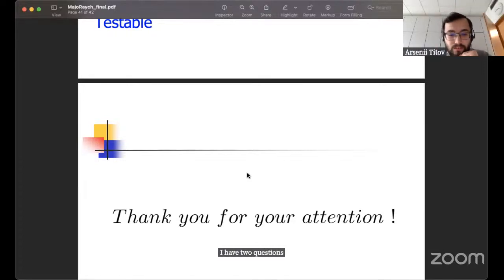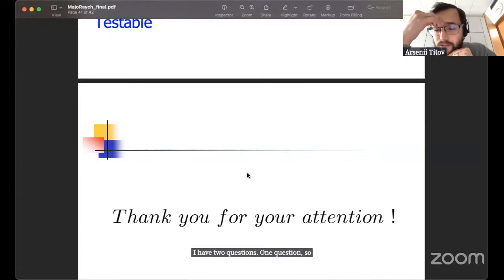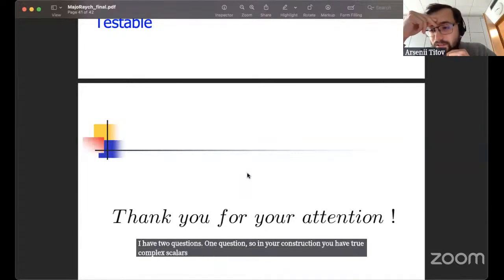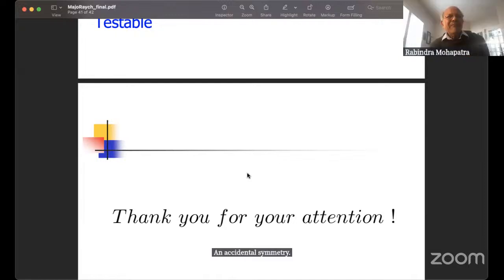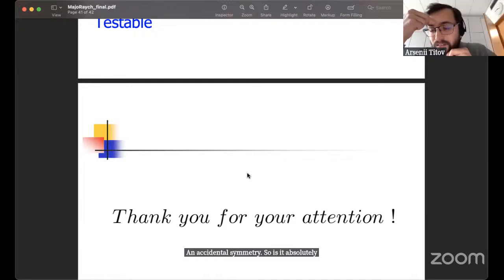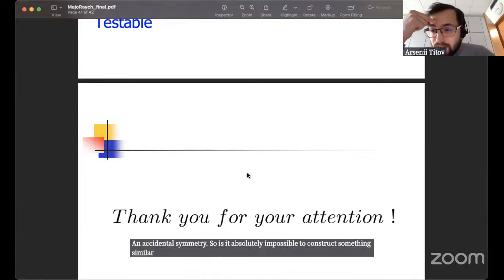One question: in your construction you have two complex scalars, S and T, somehow responsible now for the breaking of this Peccei-Quinn accidental symmetry. So is it absolutely impossible to construct something similar with one complex scalar?